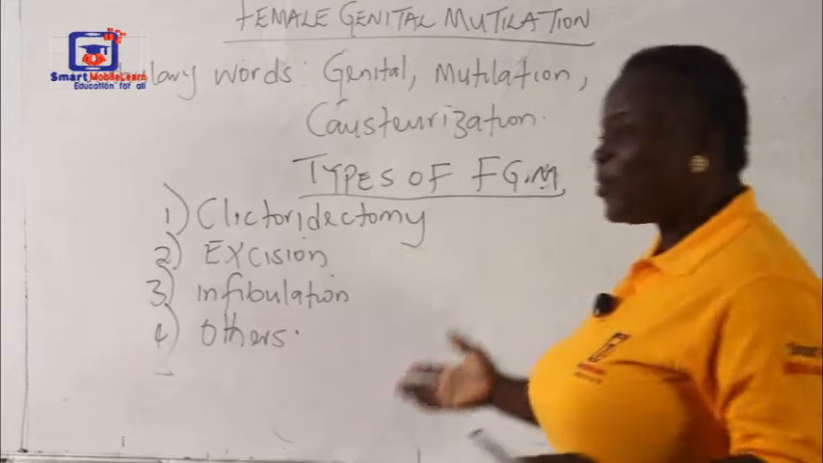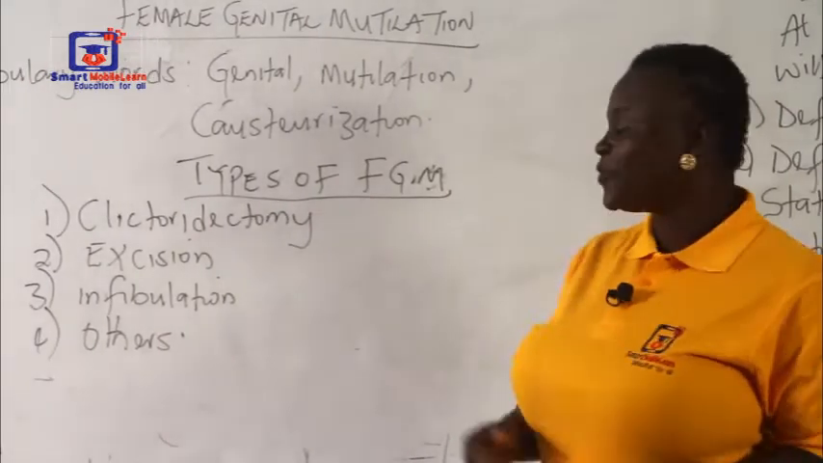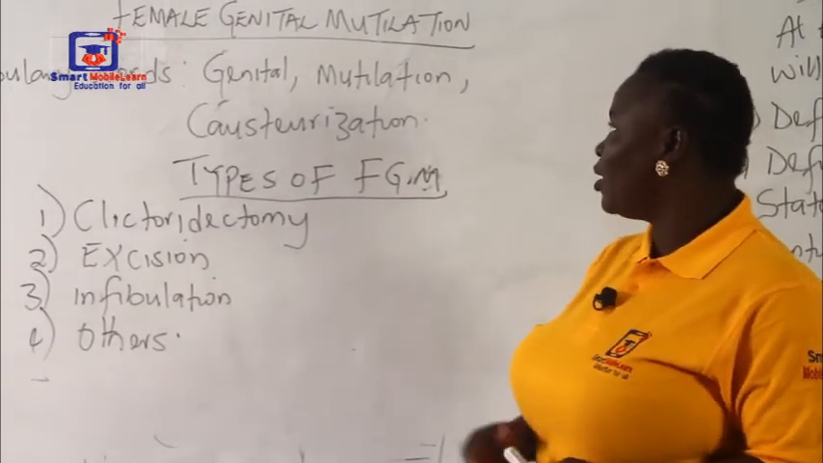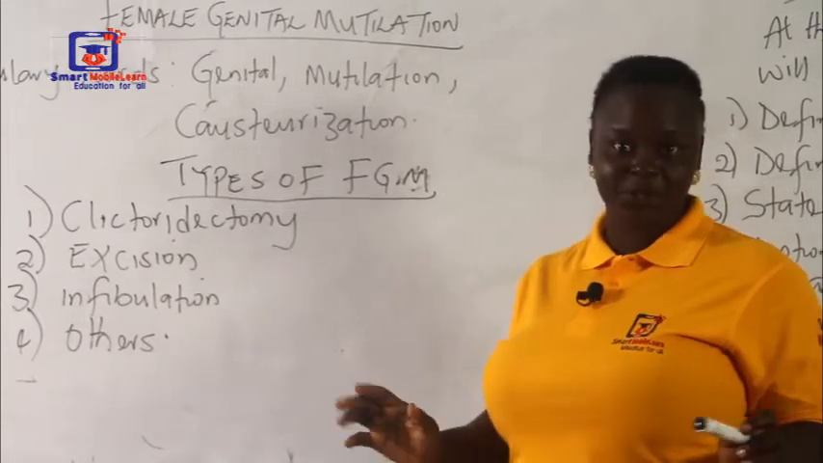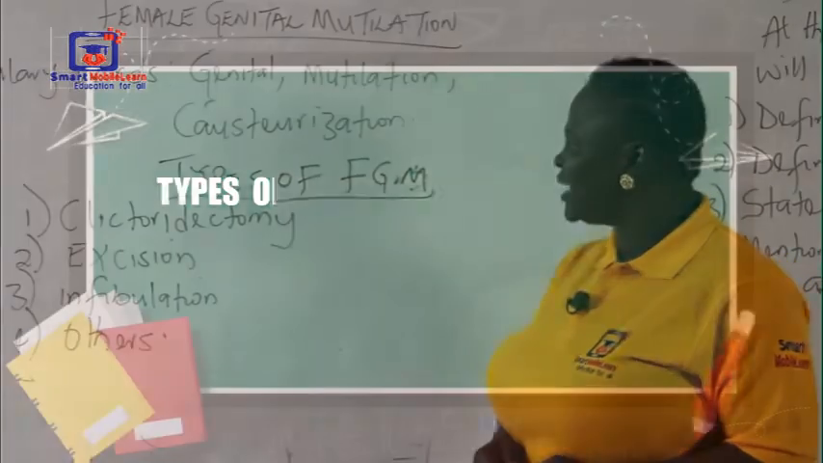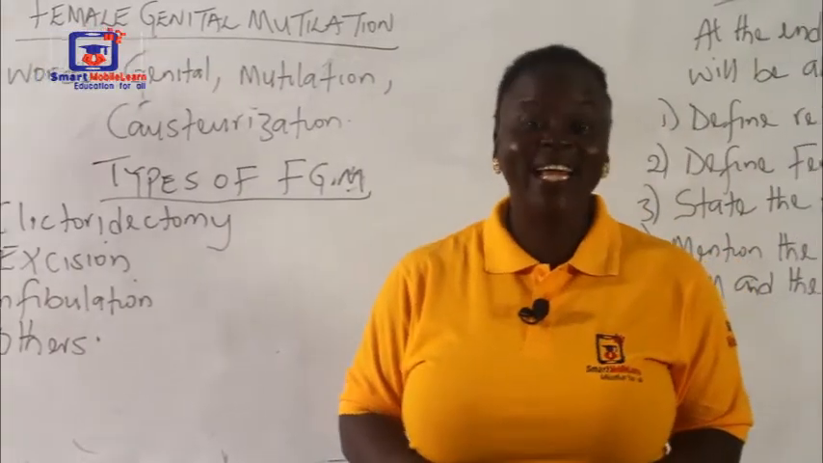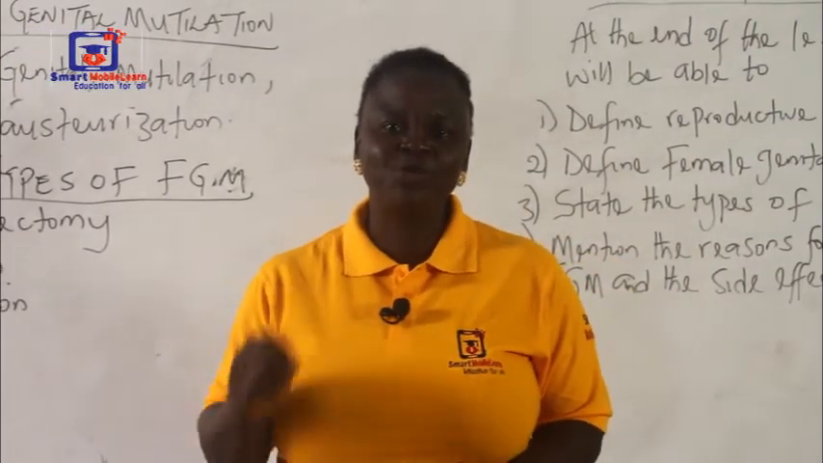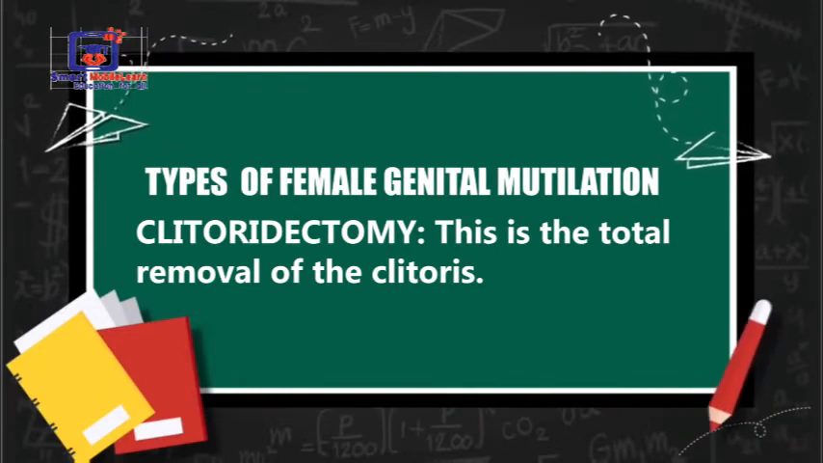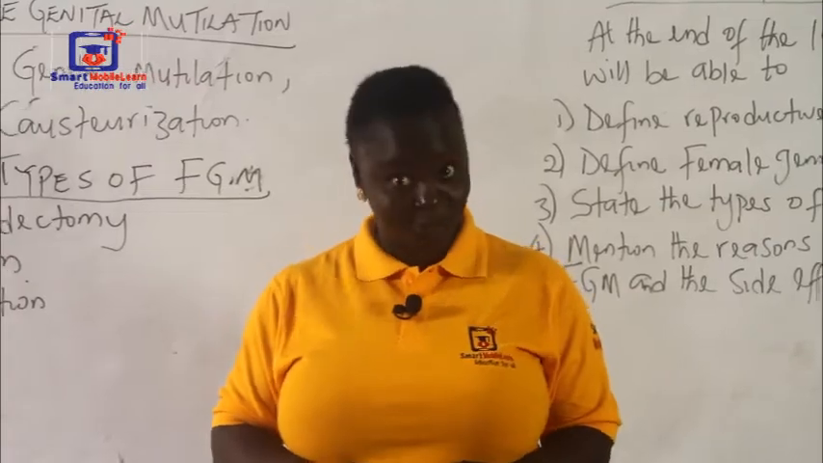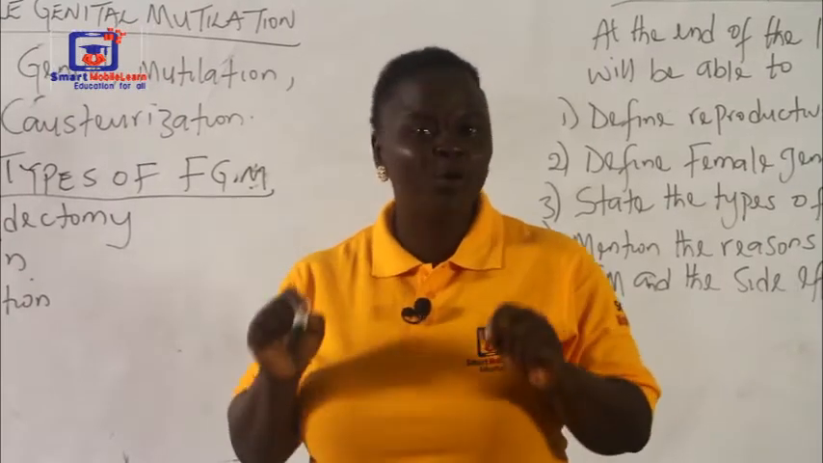All right, we're going to be looking at the types of female genital mutilation that we have. We can call it FGM for short. The first one is called clitoridectomy. You heard me, clitoridectomy. It has to do with the total removal of the clitoris. Yes, you heard me. The clitoris of a girl is removed.